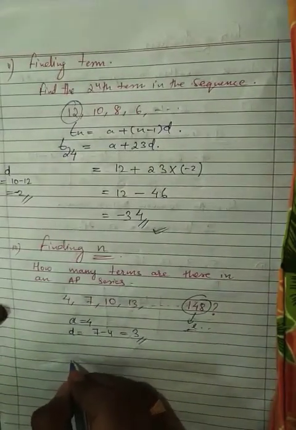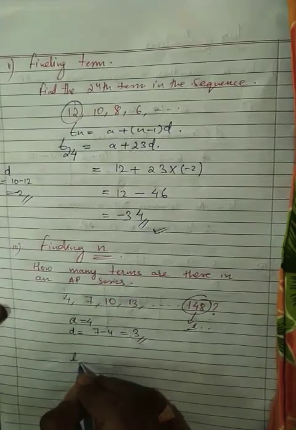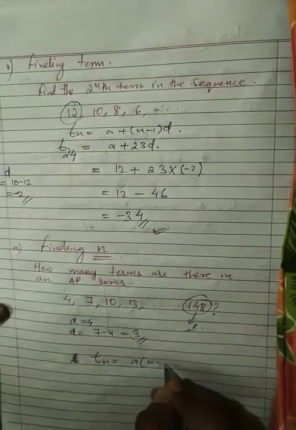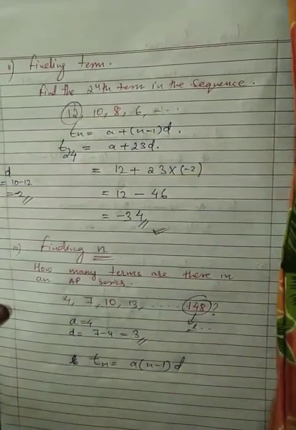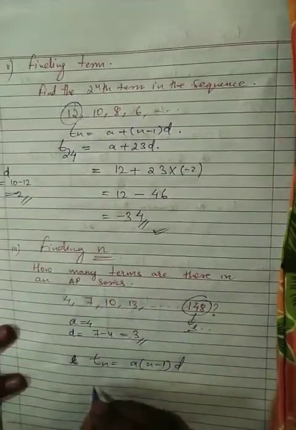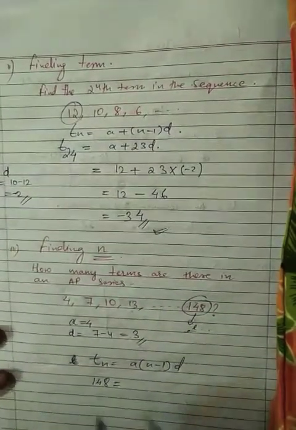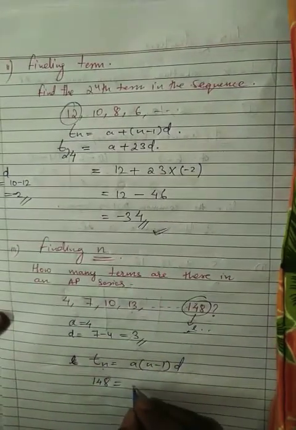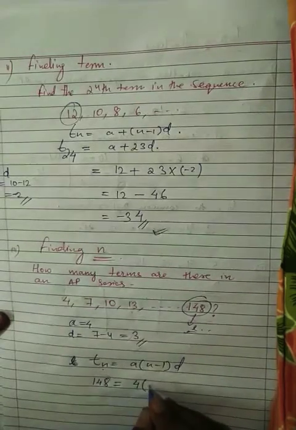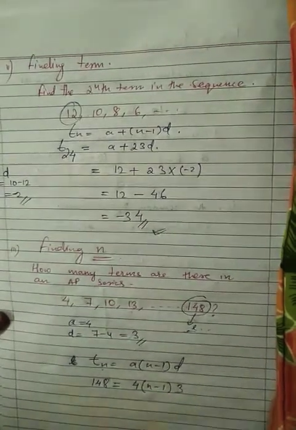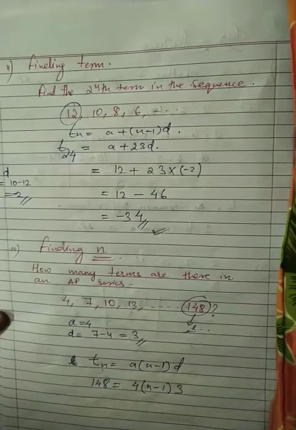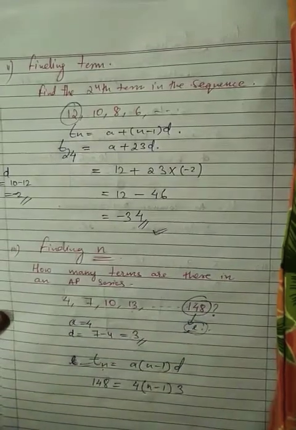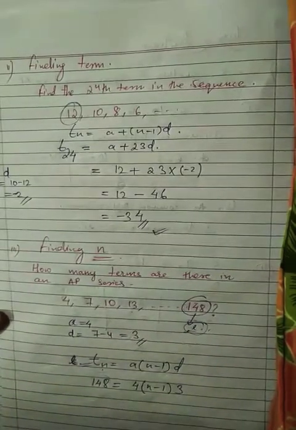If I apply the formula for the last term, that will give the Tn formula: A plus n minus 1 into D. If I substitute the last term, 148, here, we will calculate n, and then we'll get the number of terms in the series. So A is 4, plus n minus 1 into D, which is 3. From here we'll calculate the value of n. Clear? So calculate from here now.